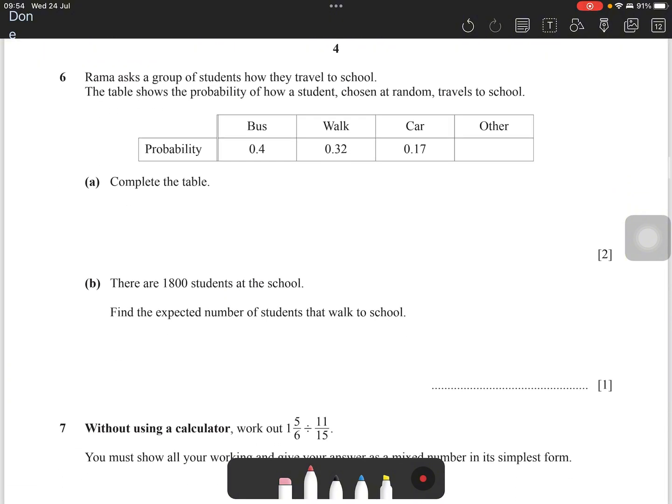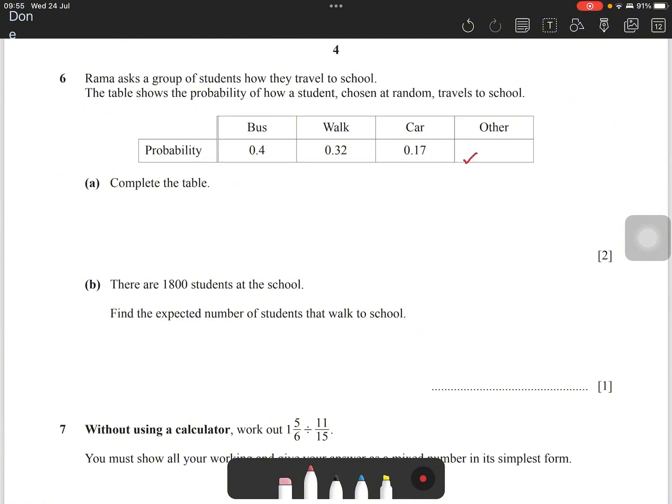Question 6. Rama asks a group of students how they travel to school. The table shows the probability of how a student chosen at random travels to school. A. Complete the table. You know that the probability of all of these options should add up to 1. So to find the probability of the other option, we'll subtract the probability of all the others from 1.